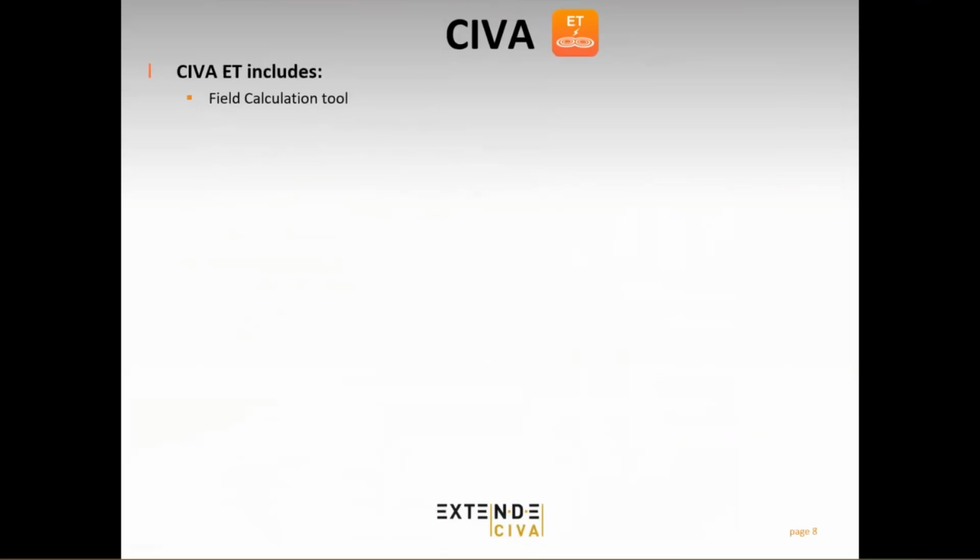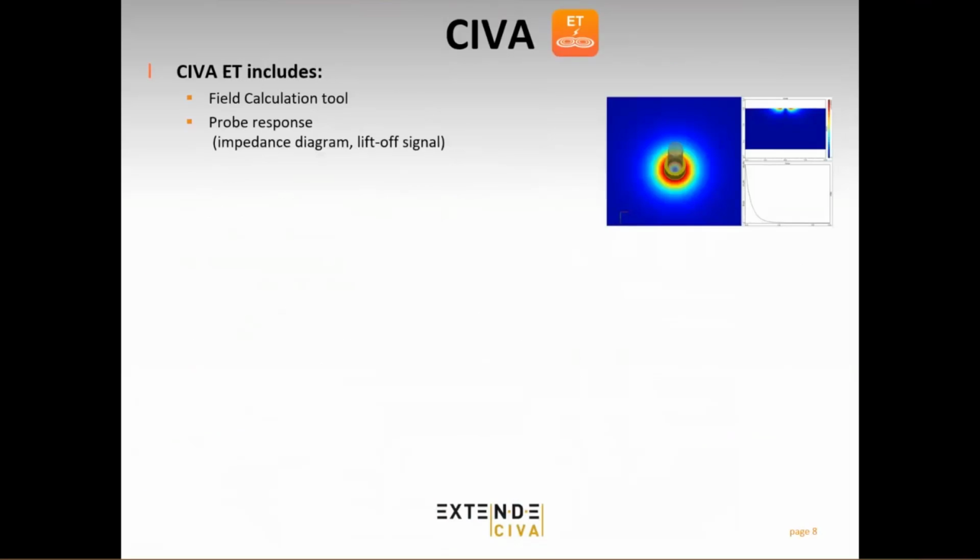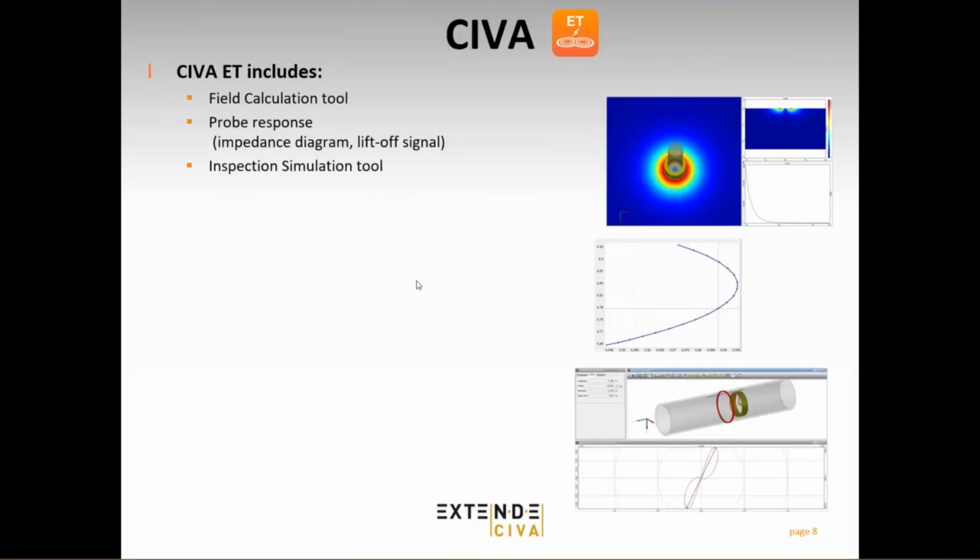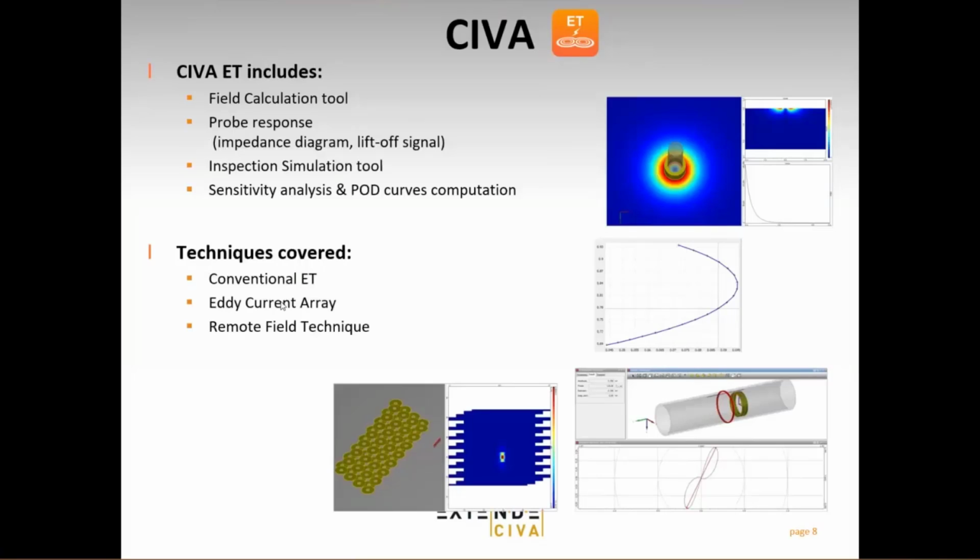CIVA eddy currents also includes field calculation tools, impedance diagram calculations, and also inspection simulations and defect response simulations, here a probe tube inspection, bobbin probe case. It also includes sensitivity analysis and periodic curves calculation as the other modules. And it can cover various techniques: conventional eddy current, arrays, remote field or pulsed eddy current.